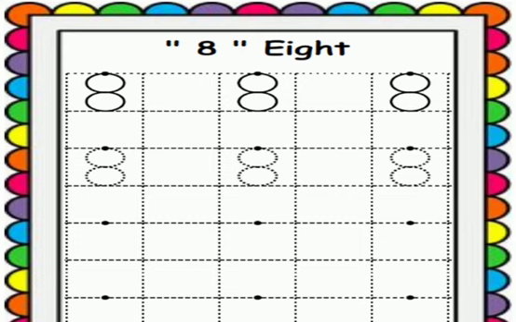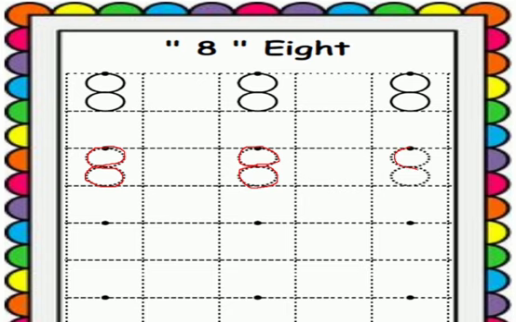To write down number 8, start from the top, make a right curve, then a left curve, come down, moving upside, make a right curve and then a left curve. This is number 8. From the dot, take a right curve, then a left curve. Move upwards with a right curve and then a left curve. Number 8.